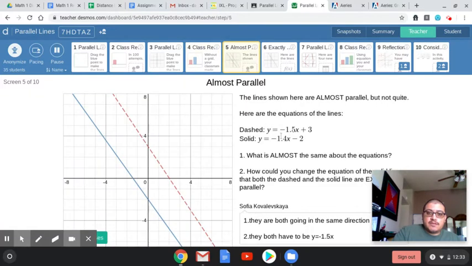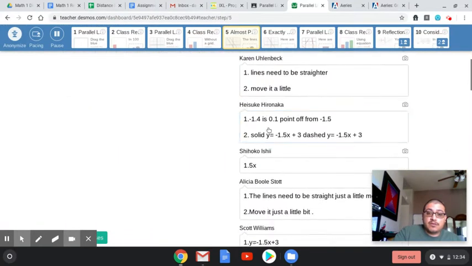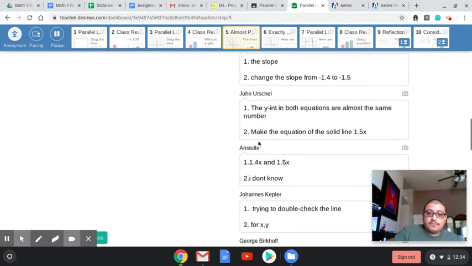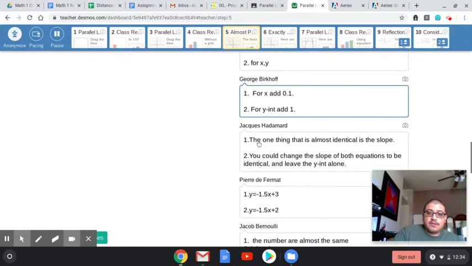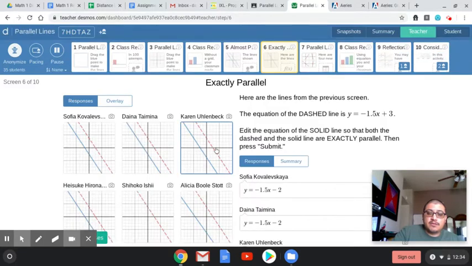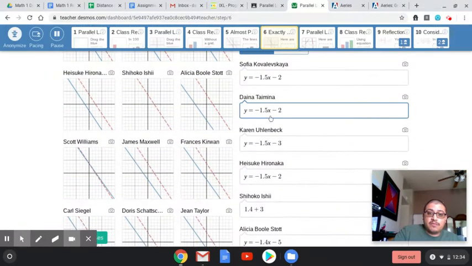So the next thing is looking at the slopes, which is the coefficient, the numbers in front of the variable. This slope, this coefficient is negative 1.5. This one is negative 1.4. A lot of you wrote that those are basically really close to being the same, and that's really good. You can definitely see a lot of you focusing on that. Now, if you were to make them the same, they would actually be parallel, the negative 1.5. And a lot of you got the negative 1.5.